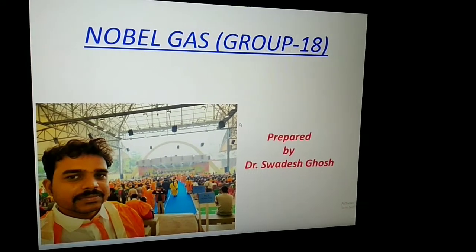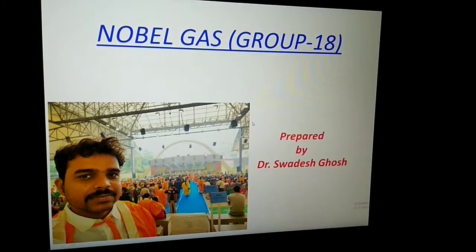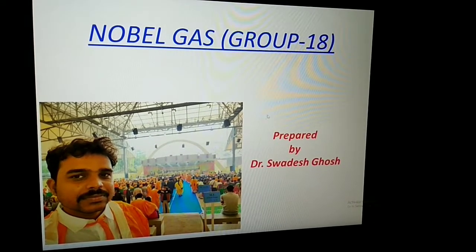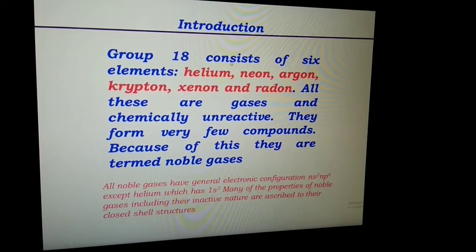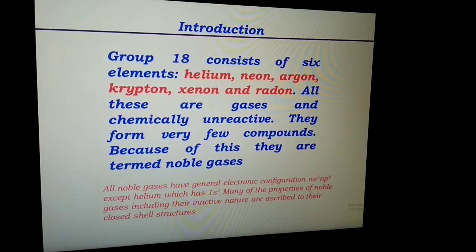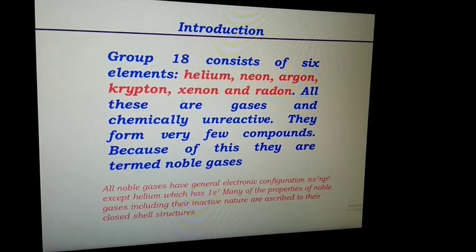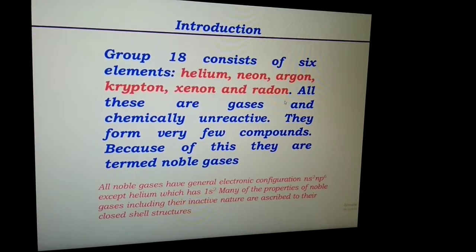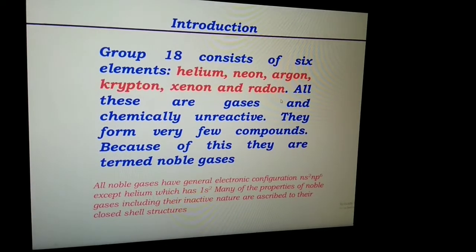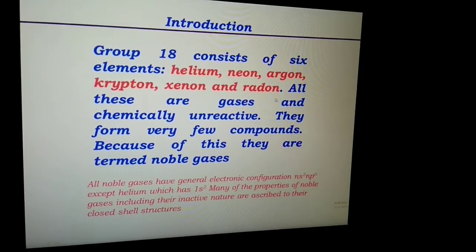Today I am discussing noble gas chemistry, that is group 18 elements. First of all, the introduction. Group 18 consists of 6 elements: helium, neon, argon, krypton, xenon and radon. All these elements are chemically unreactive, and that's why these elements are also called inert gases.